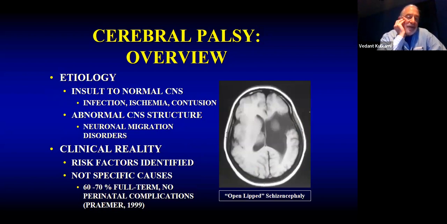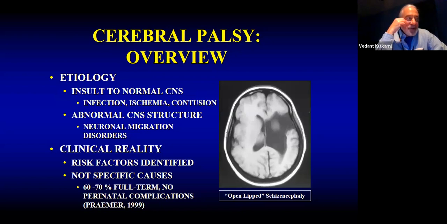With the advent of brain imaging, particularly MRI, it's clear that there are some cases of CP where the cause is an abnormal central nervous system structure. And the group of disorders that we understand the best in this category are the neuronal migration disorders. On the right is an MRI of a child who is clearly missing a part of the brain. And that's not because of a trauma, but rather a genetic misfire. And this is called open-lipped schizencephaly.